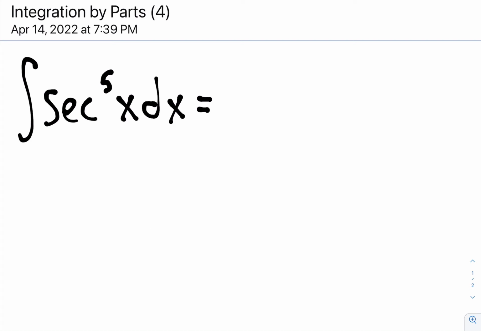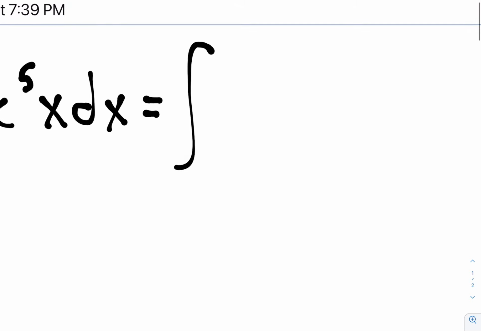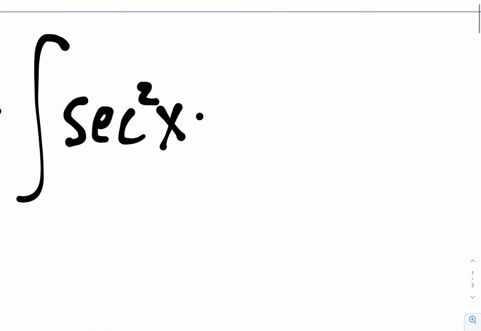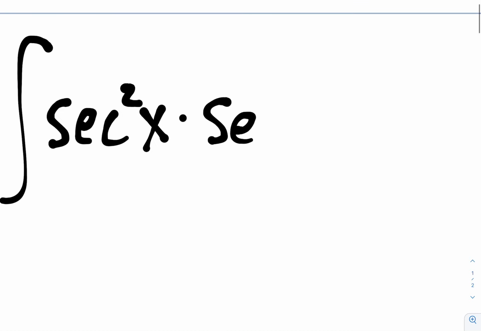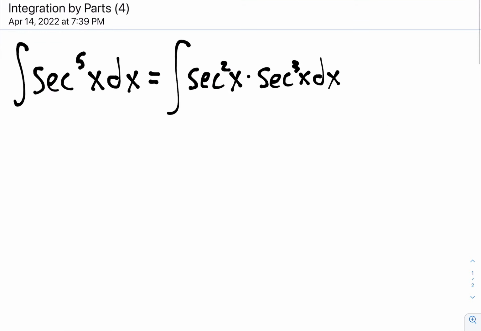Okay, so instead of writing secant to the fifth, let's write it in terms of powers multiplying. So we want this secant squared to be in the equation. And if it has to end up as secant to the fifth, we have to multiply it by secant to the third x dx. So these are equivalent expressions here. Instead of thinking of it as secant to the fifth, we'll think of it as secant squared times secant cubed dx, okay?